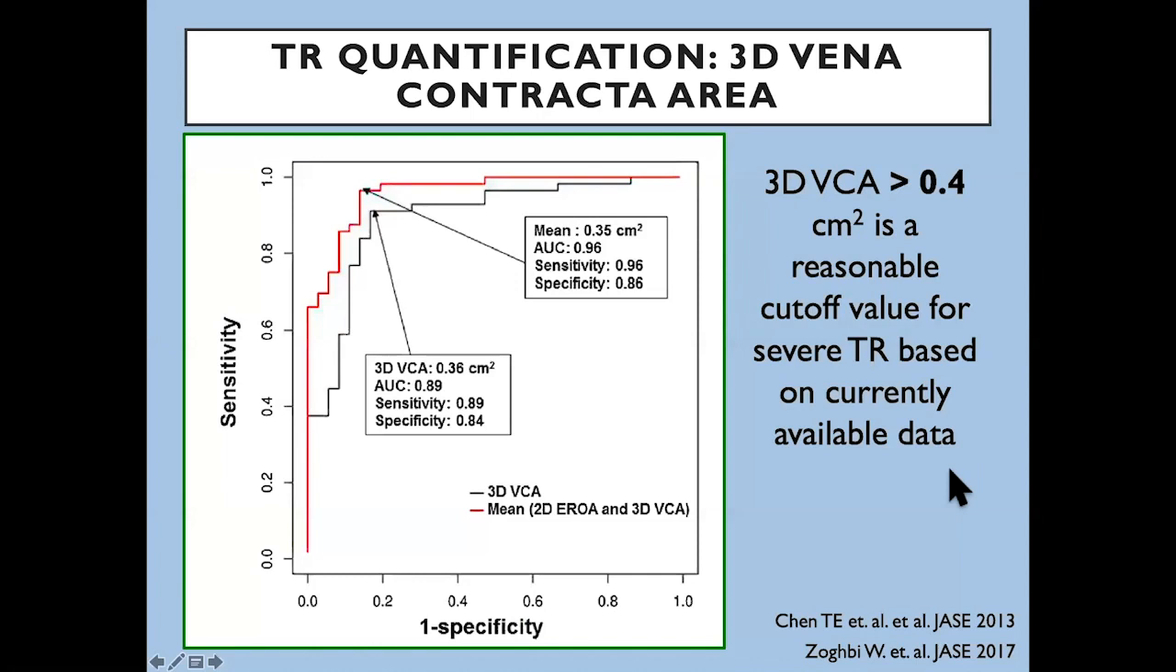Now, this slide shows that the 3D vena contracta area of 0.3 centimeters squared was the best cutoff value for severe tricuspid regurgitation, with a sensitivity of 89% and a specificity of 84% in predicting severe tricuspid regurgitation. So what the guidelines tell us is that a vena contracta area of greater than 0.4 centimeters squared is a reasonable cutoff for severe tricuspid regurgitation based on currently available data.